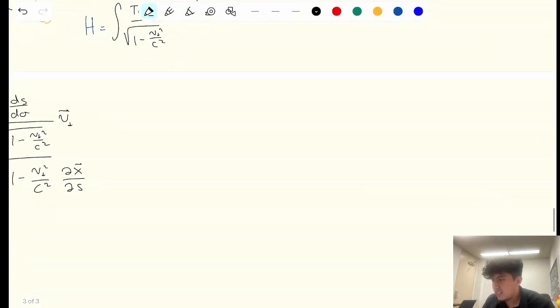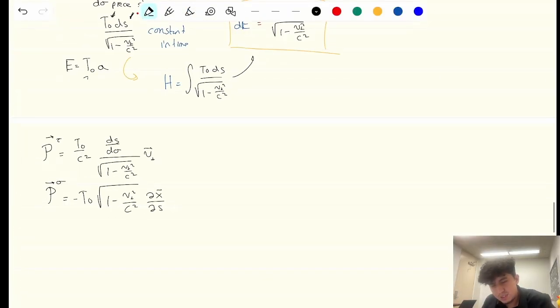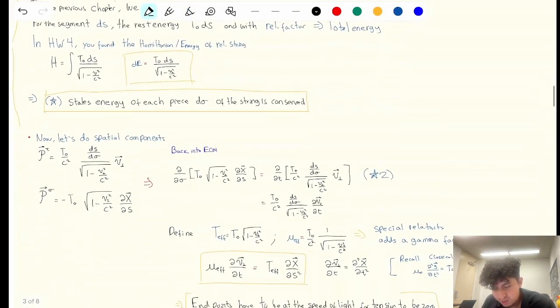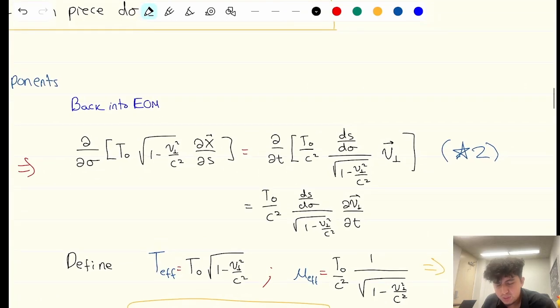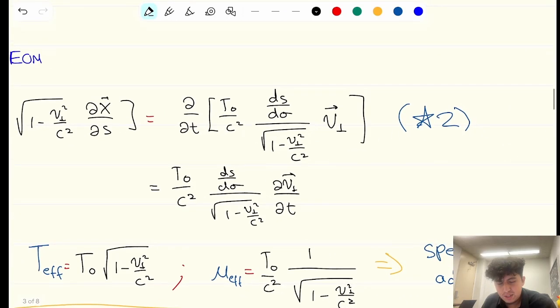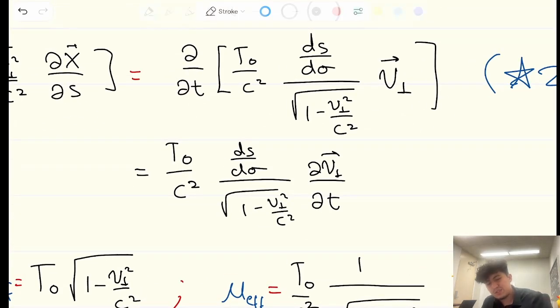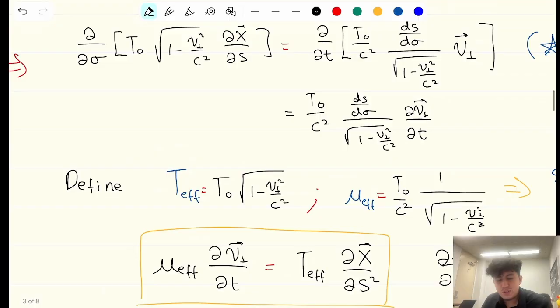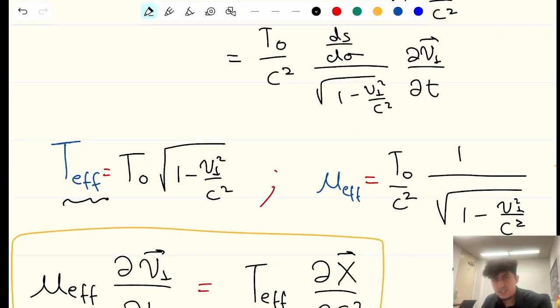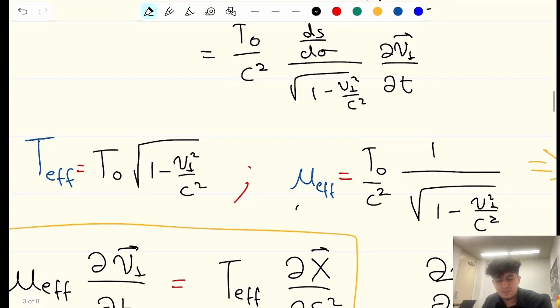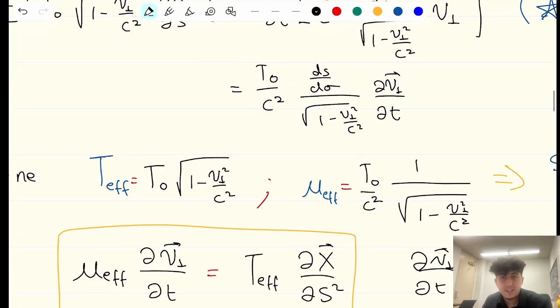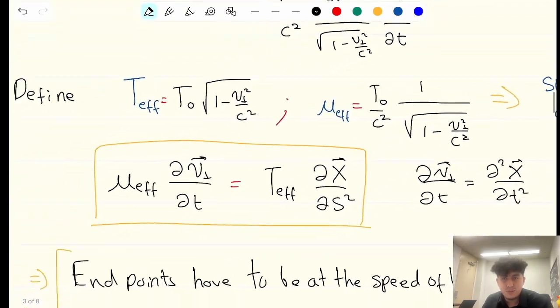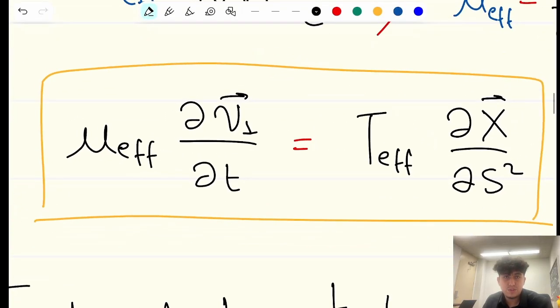And if we plug it back, let me just show you, because this is going to take a while to write. You plug it back to the equation of motion, and then we can simplify. We can make simplifications here, which is basically just putting the time derivative inside. And you can also define effective tension and effective mass, or mass density. And essentially this puts our equation into a wave equation form.